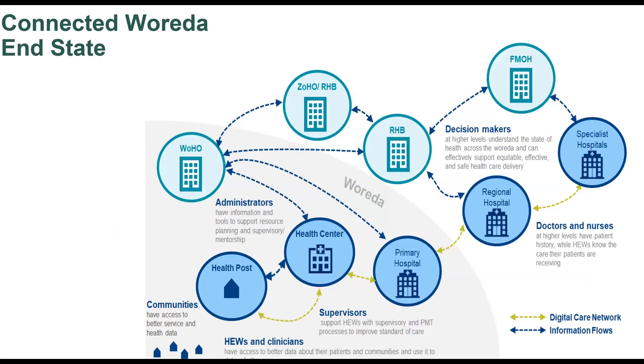As you can see from the graphics in this slide, the end goal of the Connected Woreda is creating a two-way digital care network, starting from the health post, where the health extension workers provide community level services, all the way to the specialized hospitals. And it's mainly about the referral linkage and sending back feedback from the highest level in the healthcare hierarchy to the lowest level. It also includes a two-way information flow, all the way from the health post at the community level to the Ministry of Health at the national level.